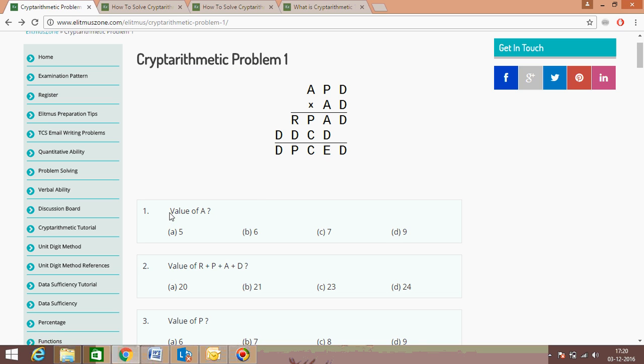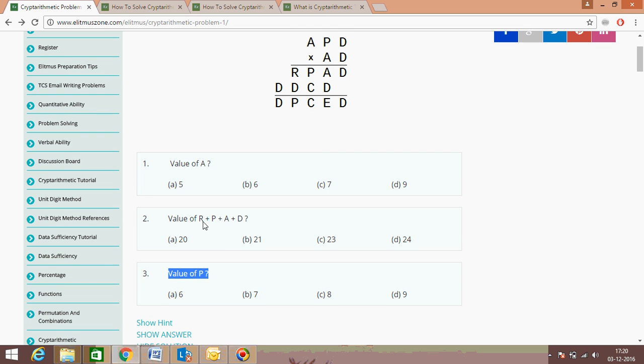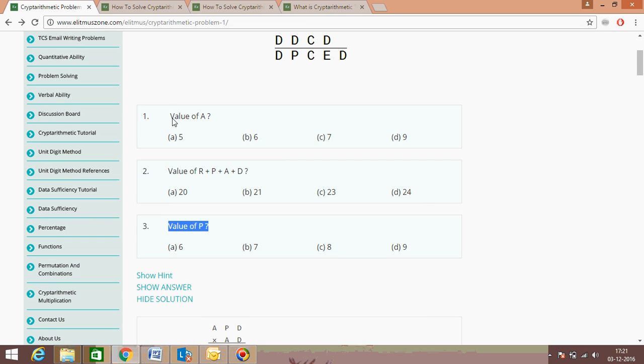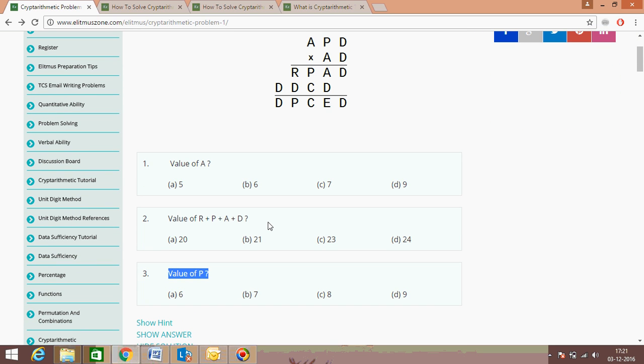You have to give what is the value of A, what is the value of R plus A, P plus A plus D, and what is the value of P. If you are able to solve this problem, you can easily score 30 marks in the eLitmus exam. The questions will be very easy, like what is the value of A. Similar questions will be asked in the exam. So let's solve this problem first.